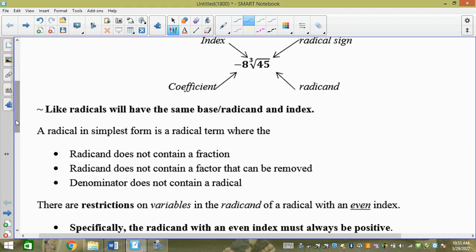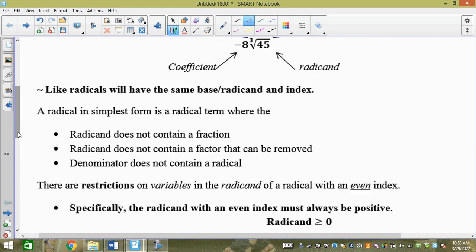So a radical in its simplest form is a radical term where the radicand does not contain a fraction, the radicand does not contain a factor that can be removed, and the denominator does not contain a radical. Which we've already talked about, our denominator can't have a radical, rationalizing the denominator. We had to do that in trig, right?